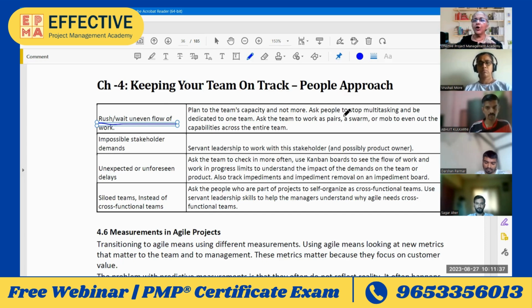Ask people to stop multitasking. This might reduce the efficiency. Team members are multitasking, their efficiency is reduced almost by 40%. So the final delivery gets impacted. Ask the team to work in pairs, anything to improve quality, testing, discussing.